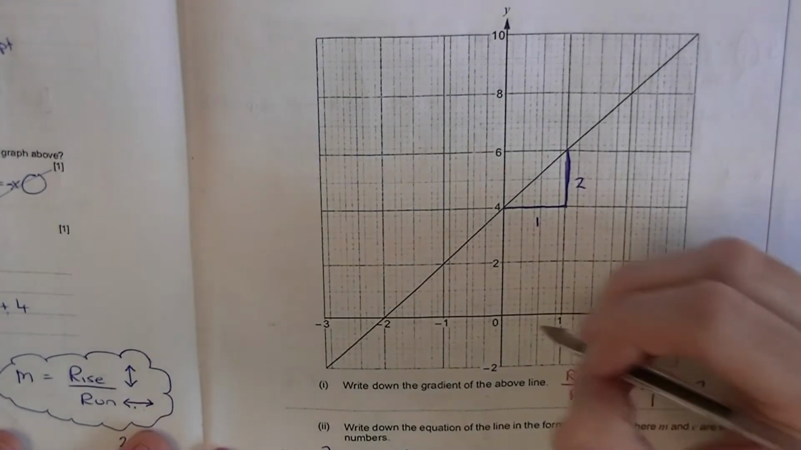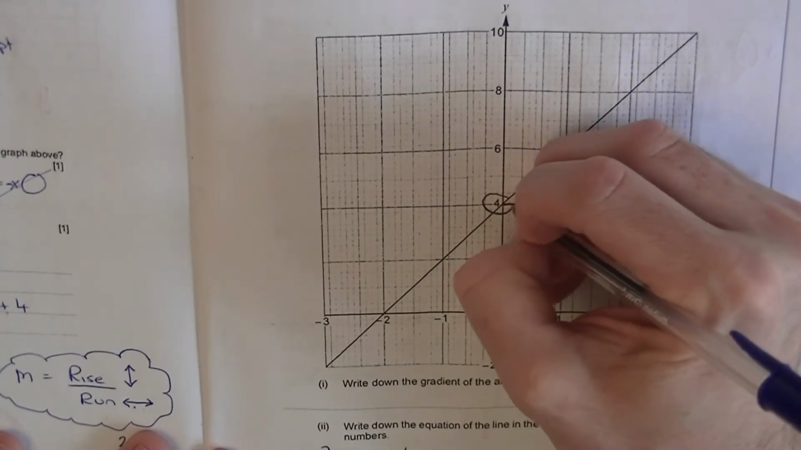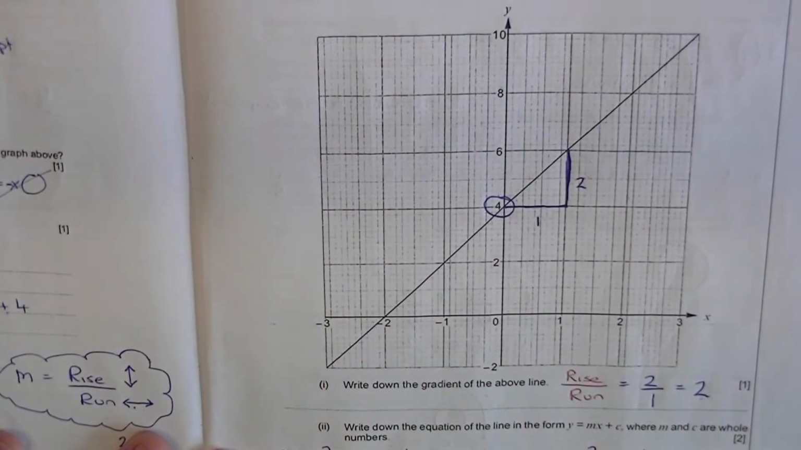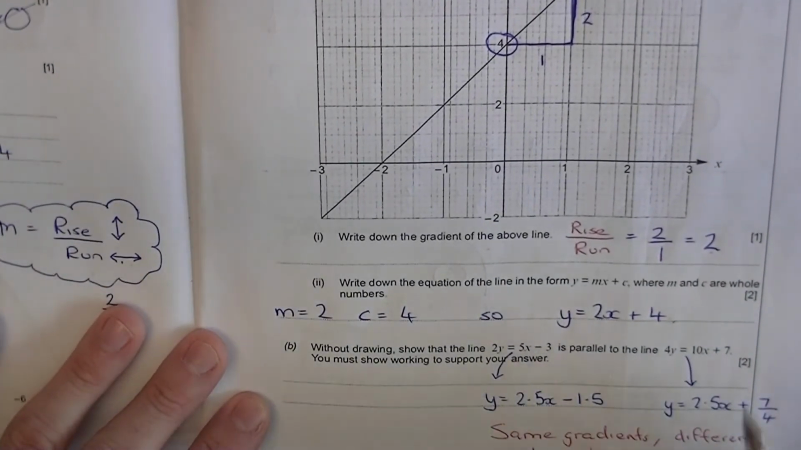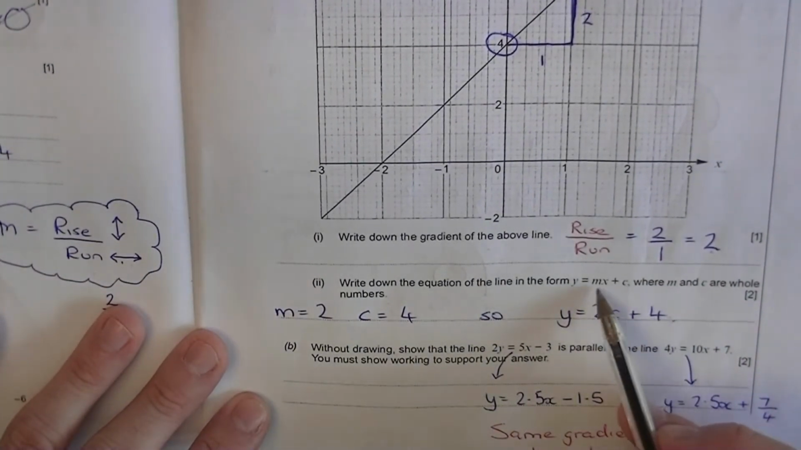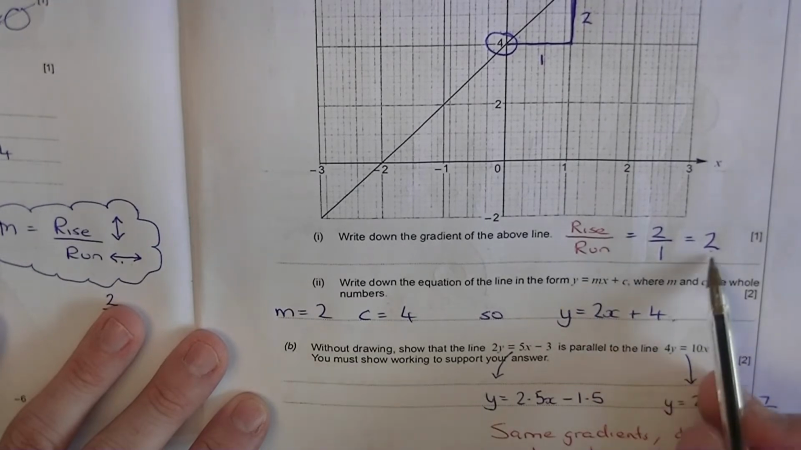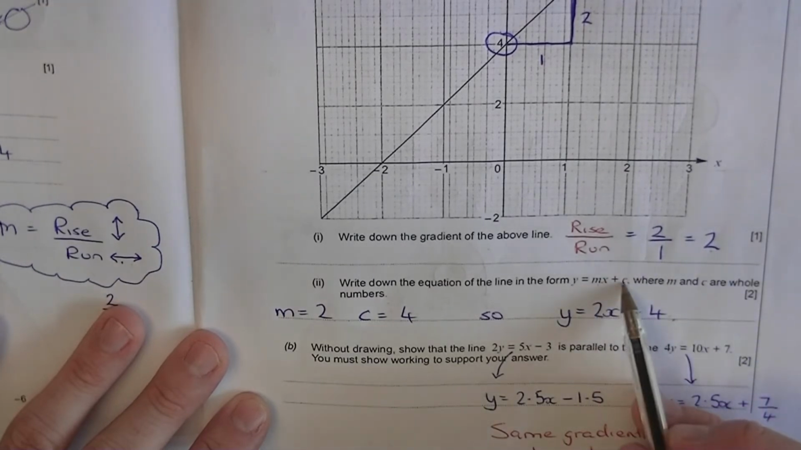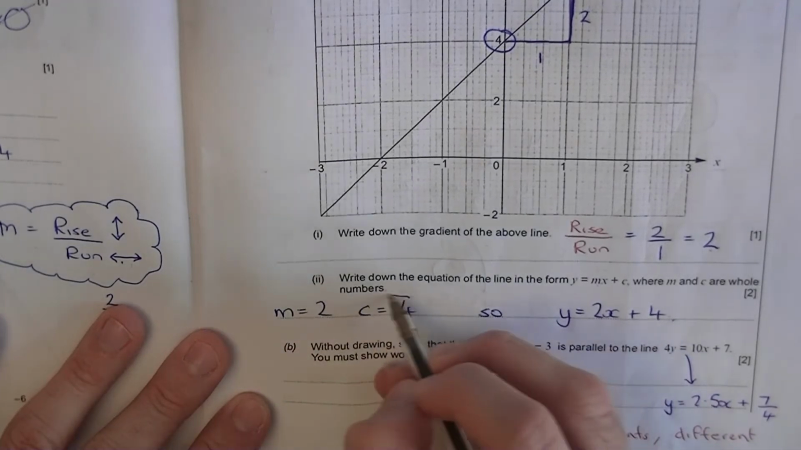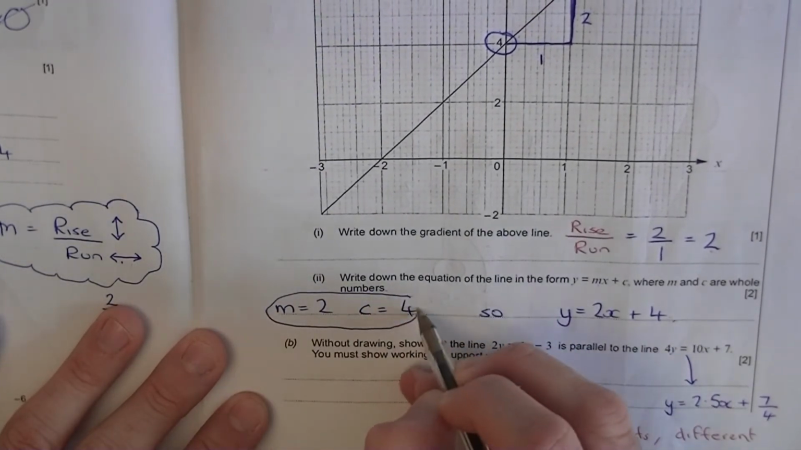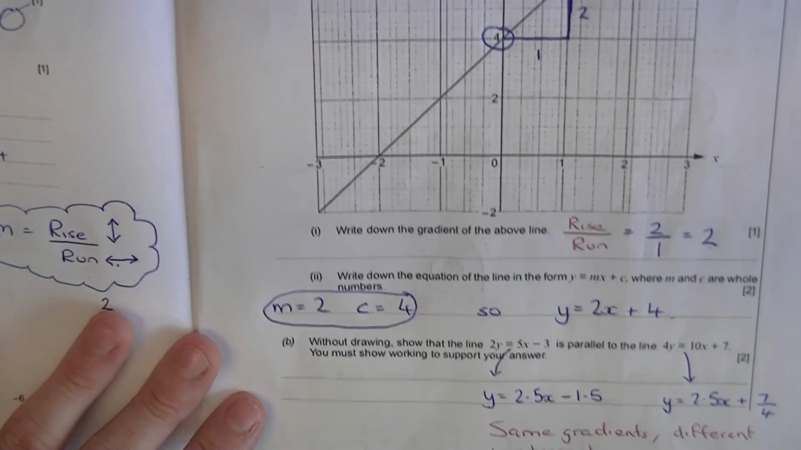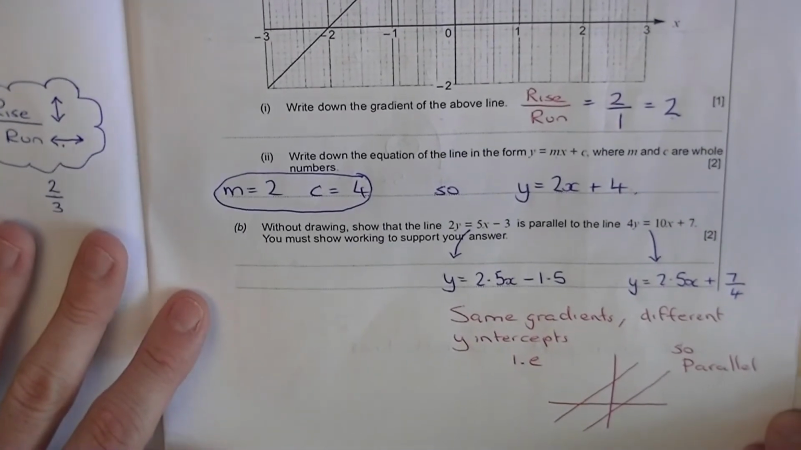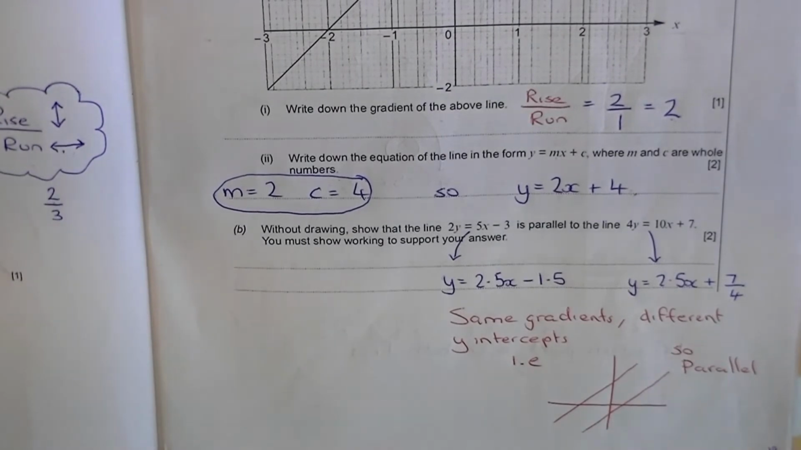The other important bit of information here is the y-intercept, which is 4, which allows me to write the equation of the line using y equals mx plus c, but instead of m, I'm writing the gradient 2, and instead of c, I'm writing the y-intercept of 4. You can see those 2 values there.